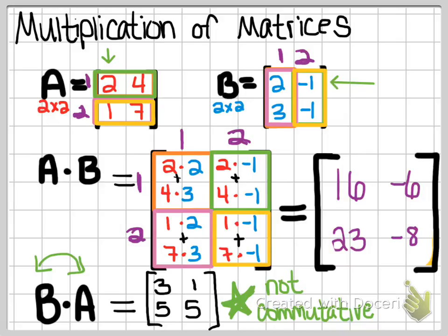So as I was saying, the row is determined by your first matrix. So having B come first would mean that I would be using that row first in my multiplication process and this column first in the multiplication process. So just to reiterate, multiplication of matrices is not commutative.